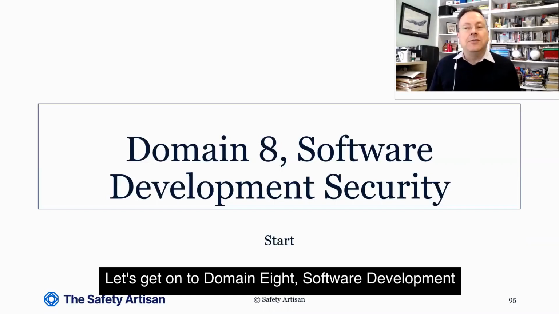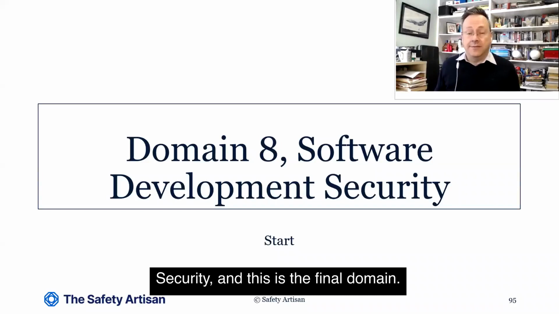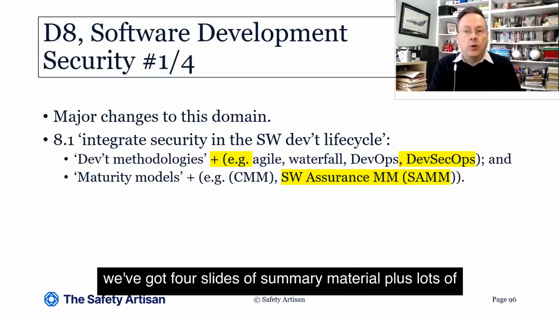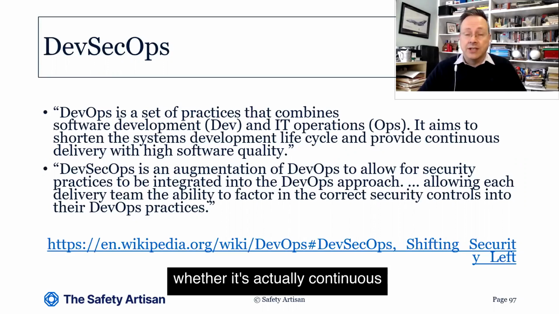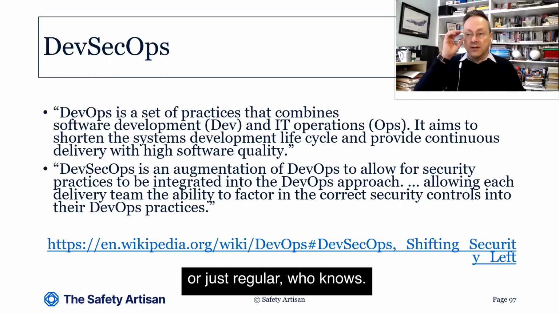Let's get on to domain 8, software development security. And this is the final domain. We've got 4 slides of summary material, plus lots of things to go through. So some major changes in this domain, whether it's actually continuous or just regular, who knows.